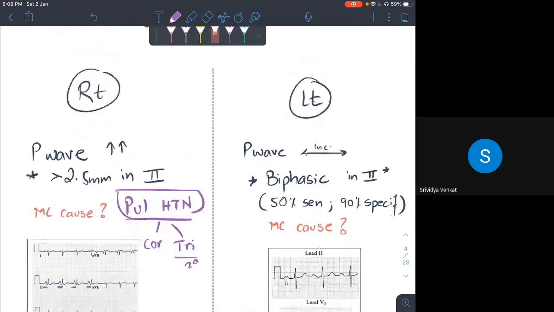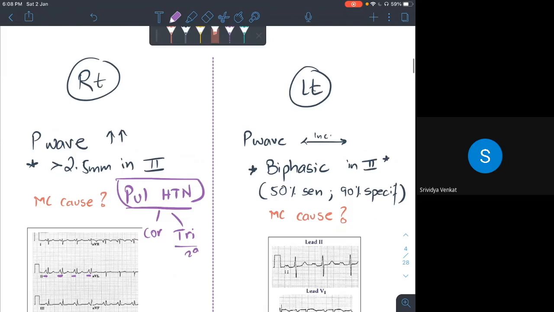Okay, just a minute. Yeah. So, talking about left-sided atrial enlargement, you all know that the most common cause, like Samiksha just said, I think, is mitral stenosis. I'm not going to discuss that, but let's just consider the P wave.